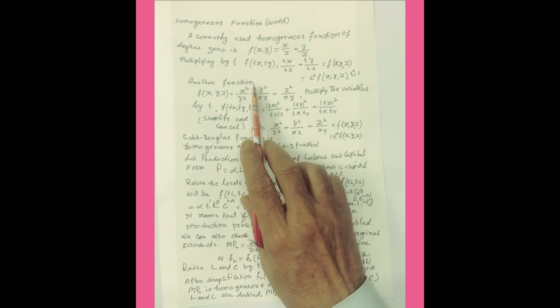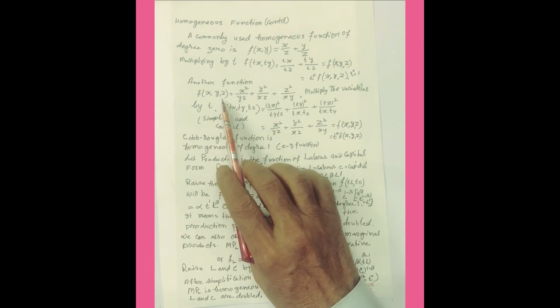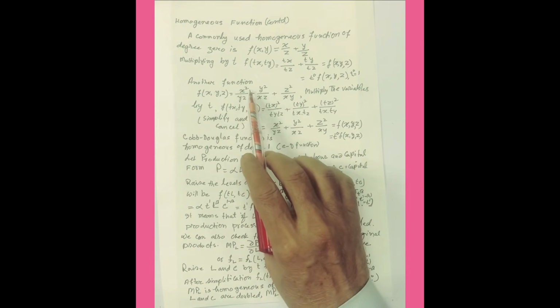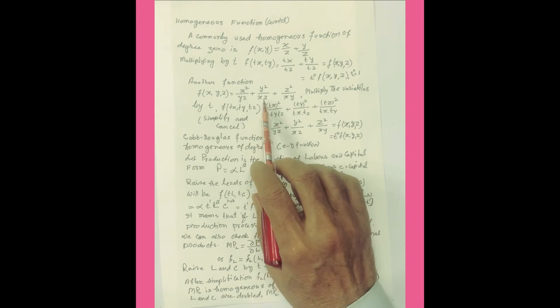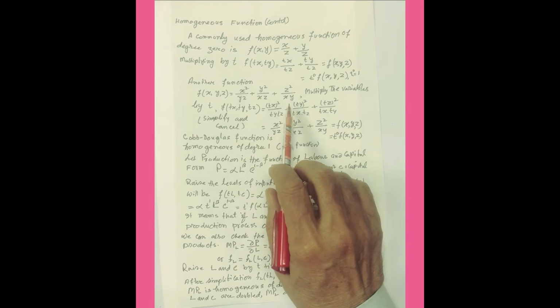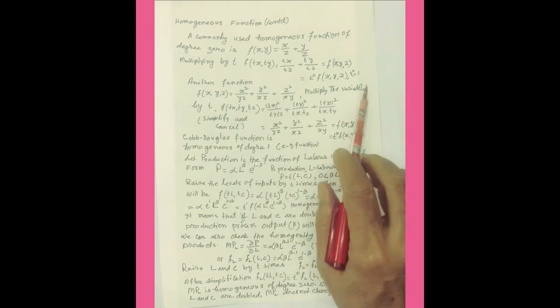Then another example, suppose the function f(x, y, z) is equal to x square by yz plus y square by xz plus z square by xy. So this is the function. Now multiply the variables by t.